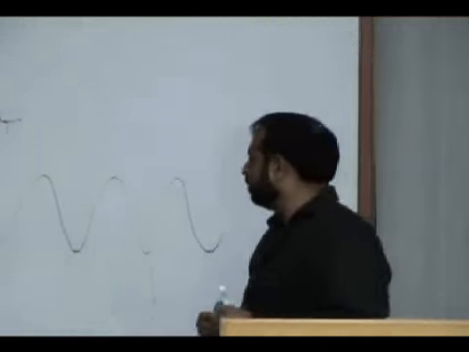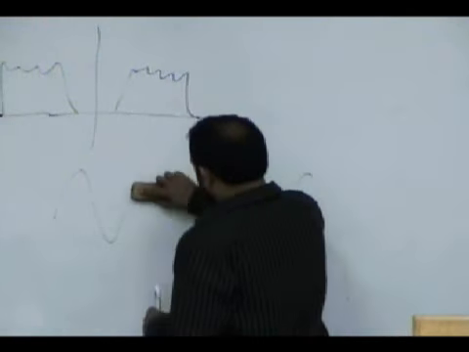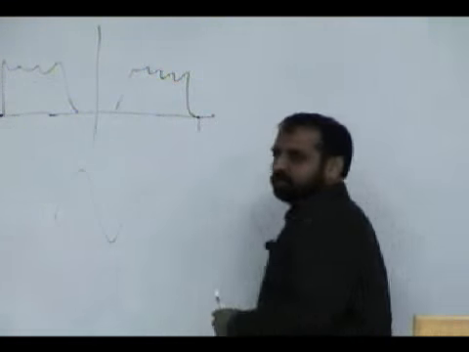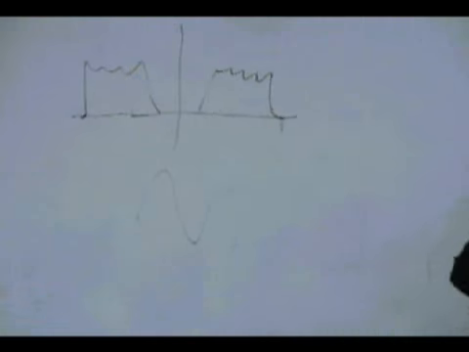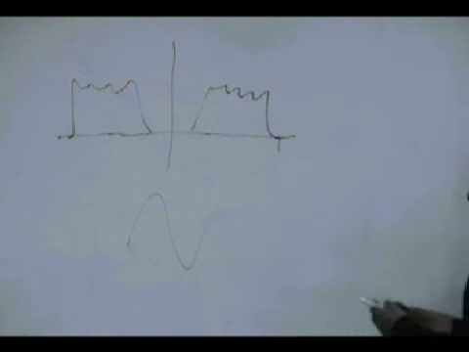If you want to capture a cycle in this cosine, what do you think? How many samples are required to capture a cosine? 4, 2, more than 2, 3.